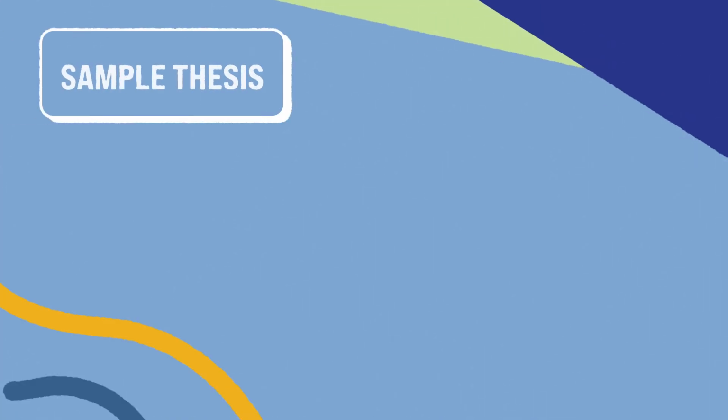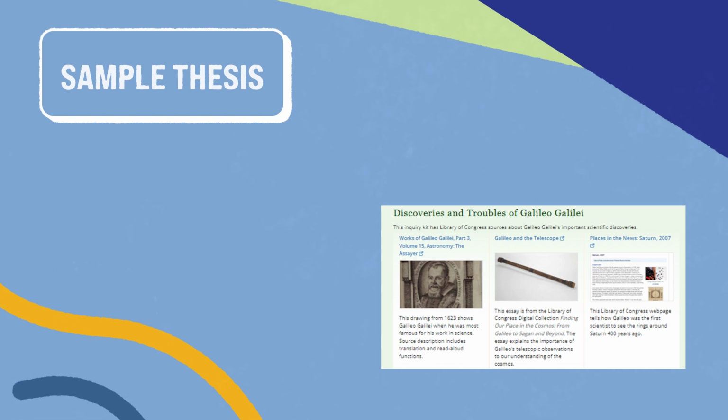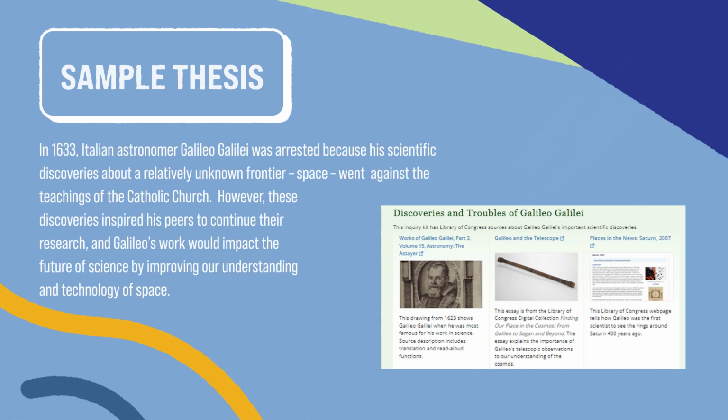On to the actual thesis statement. A first step might be to model by showing students examples. Let them know what a good thesis looks like. Here's an example. This is the example that is also used in the student thesis video. In 1633, Italian astronomer Galileo Galilei was arrested because his scientific discoveries about a relatively unknown frontier, space, went against the teachings of the Catholic Church.